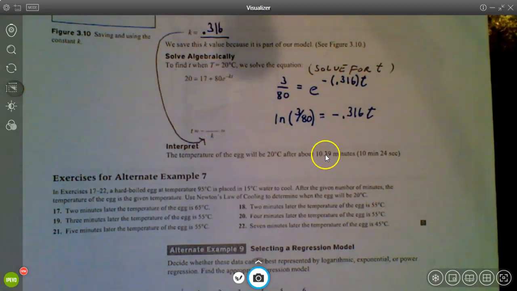Should come out to be something like this. So that tells me how many minutes it's going to take for this egg to get down to 20 degrees Celsius. Keep in mind, if I did want to convert this into minutes and seconds, so instead of saying 10.39 minutes, you could simply multiply your 0.39 times 60 and convert it into minutes and seconds that way. But that is it for section 5. Only one more to go.